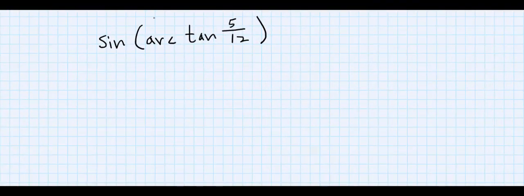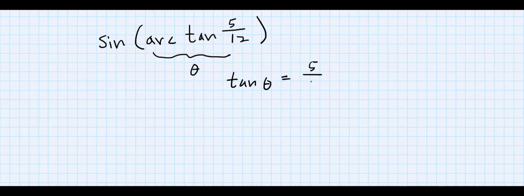Let's take a look at this example. You have sine of arctangent of 5 over 12. This represents some theta. So we're looking for tangent of theta is 5 over 12. Again, arctangent has a restriction. It goes from negative pi over 2 to pi over 2, not including the endpoints. Tangent theta equals 5 over 12 is not that obvious.